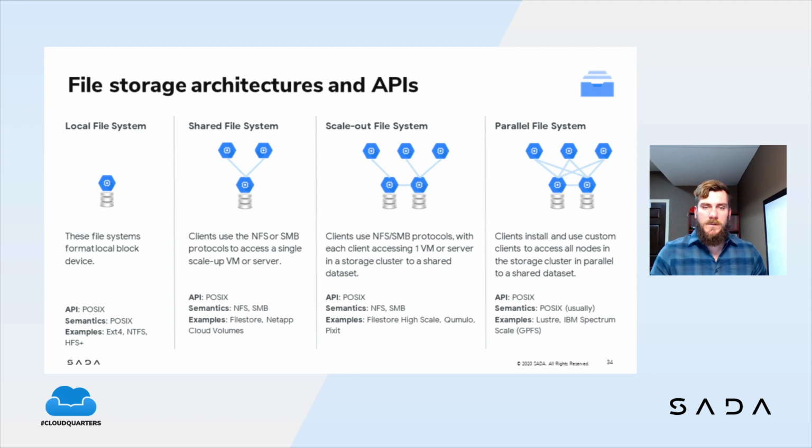Now, file storage architectures and some of the different APIs that we offer. These file systems are formatted on the block device, and there are many different ways you can attach. Maybe you're attaching one to a specific VM, or a shared file system where you're using NFS or SMB to transfer data from multiple VMs to a single server. We've got a scale-out architecture as well, where you stretch this across a cluster of shared data sets. And potentially a parallel system for things like high performance compute, where you need a lot of throughput into these files.